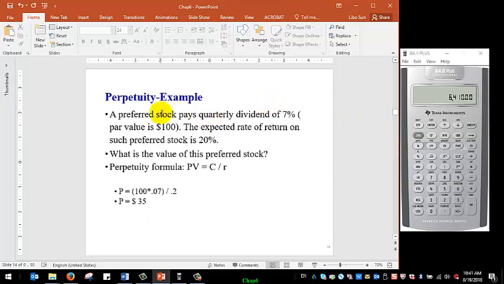Let's look at one example here. Perpetuity for preferred stock. The preferred stock pays a quarterly dividend of 7% based on the par value of 100. The required rate of return is 20%. What's the value of this preferred stock? Use the formula. Every quarter, the company pays $7, 100 times 7%, and the required rate of return is 20%. So this gives us the value of this preferred stock: $35 per share.